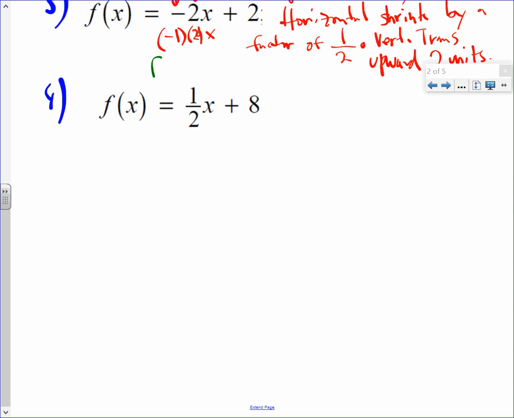f of x equals 1/2 x plus 8. Here's the parent. There's no absolute value, so I know it's linear. I'm going to describe the 8, and I'm describing the coefficient of x, which is 1/2. So in other words, just 2 sentences now.